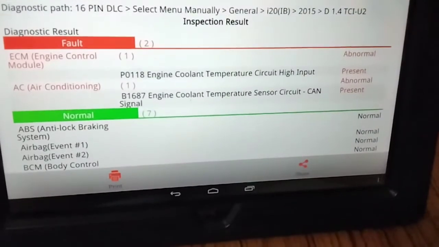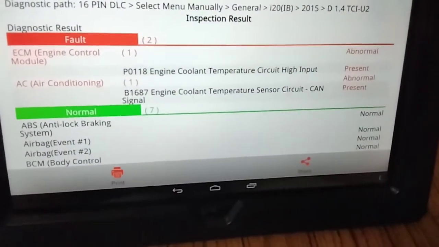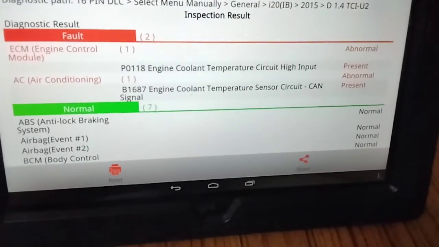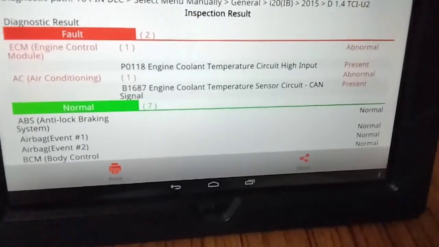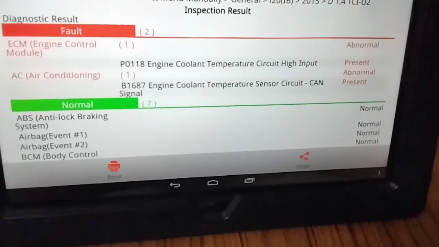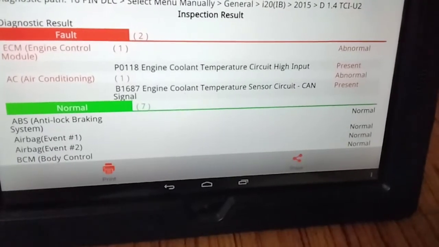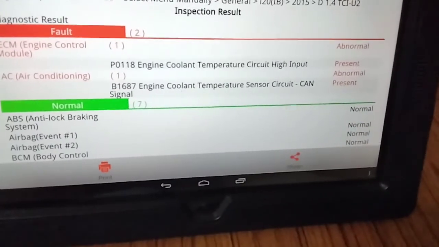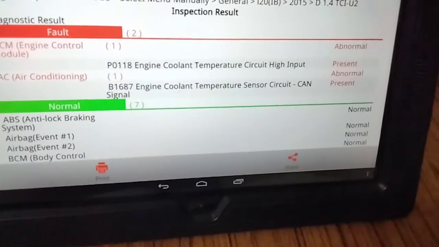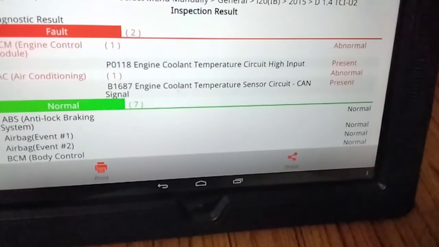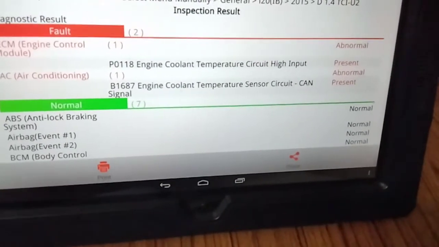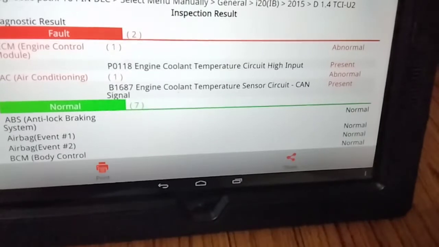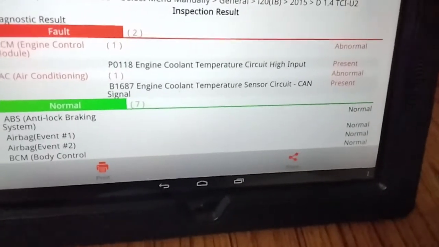One is the engine coolant temperature sensor circuit high input, and the second is the engine coolant temperature sensor circuit CAN signal. These are interrelated. The AC control module, or whatever is controlling the AC, will take the input from the engine coolant temperature sensor, and that value is translated into the value required for the AC to switch on. So this is how it is related.